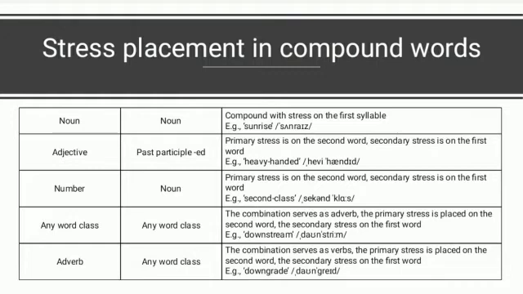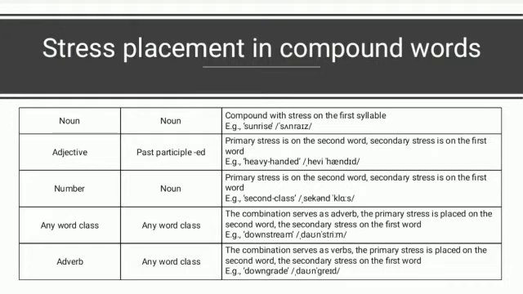Okay, the next compound word combines a number and a noun. It has the same pattern as the previous one. The primary stress is on the second word and the secondary stress is on the first word. For example, in the word second class, the primary stress is on class and the secondary stress is on second.